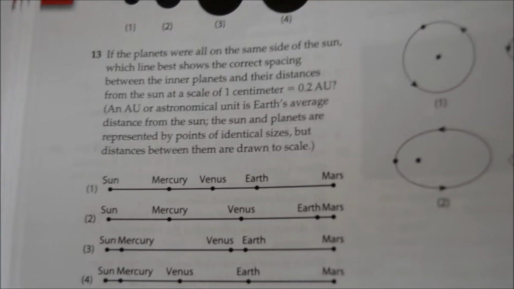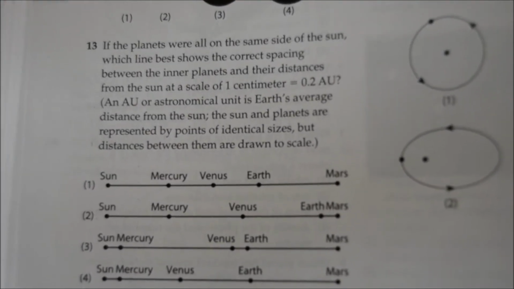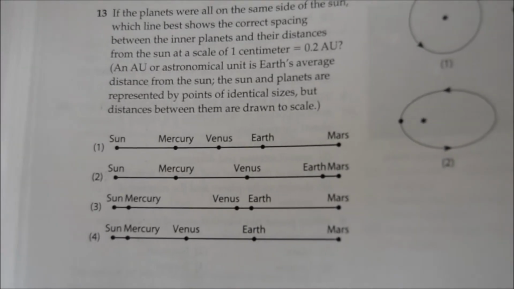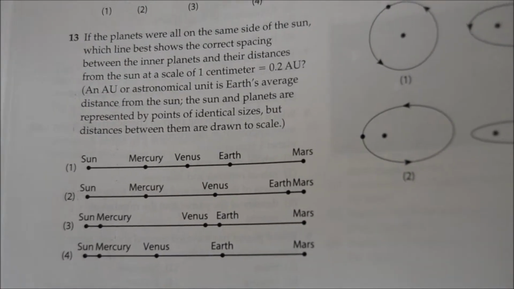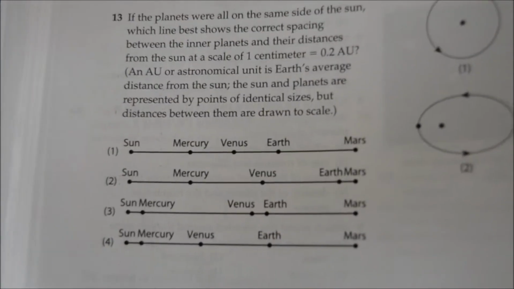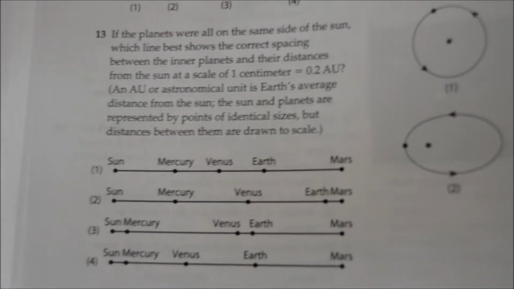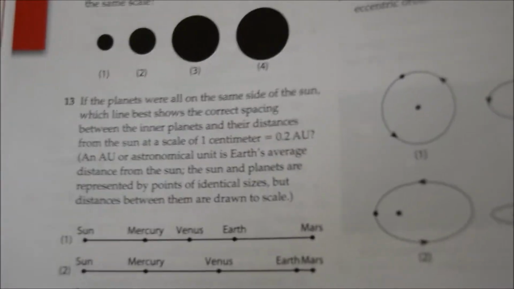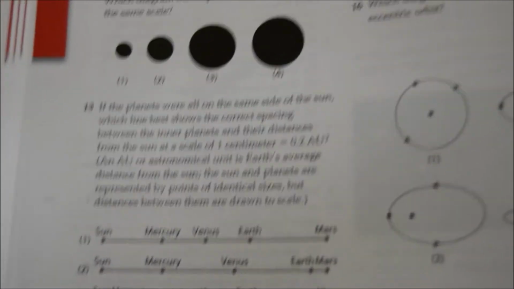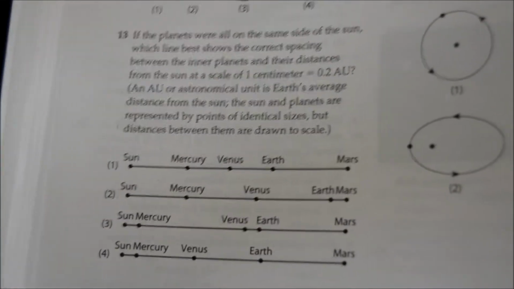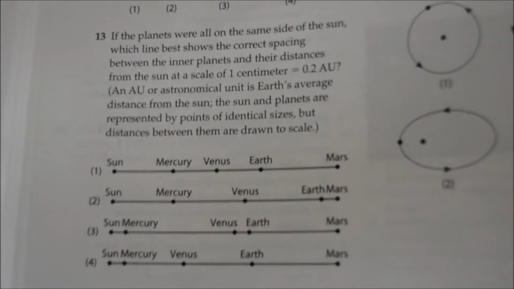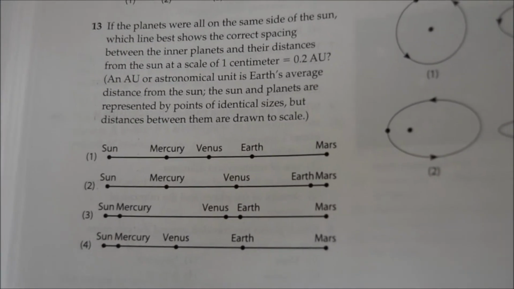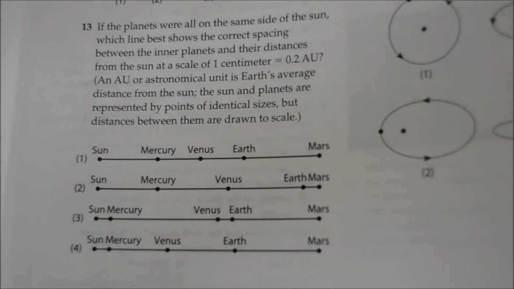13, if the planets were all the same side of the sun, which line best shows the correct spacing between the inner planets and their distances from the sun at a scale of 1 centimeter equals 0.2 AU. AU is an astronomical unit, the Earth's average distance from the sun. The sun and the planets are represented by points of identical sizes, but the distances between them are drawn to scale.